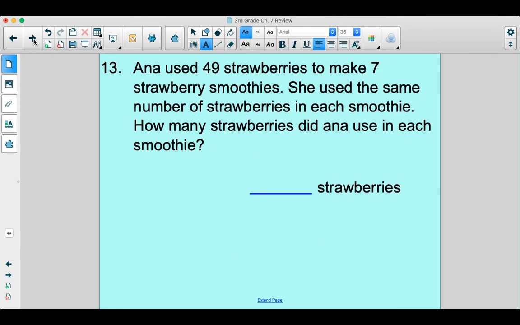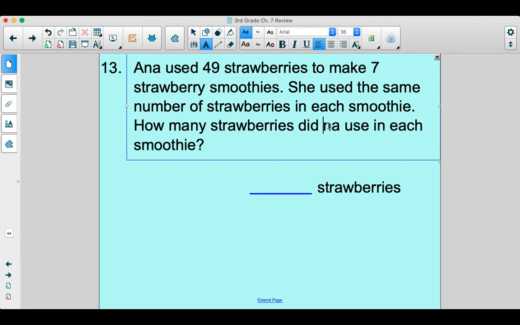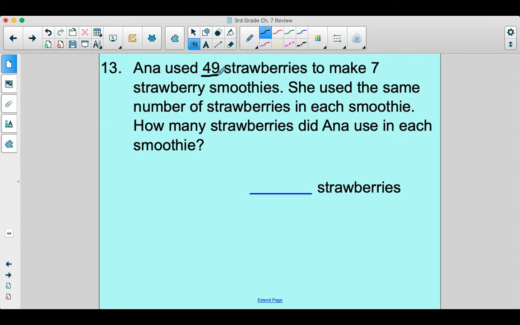All right, number 13. Anna used 49 strawberries to make 7 strawberry smoothies. She used the same number of strawberries in each smoothie. How many strawberries did Anna use in each smoothie? Capitalize. This is a proper noun right here. Okay. So she had 49 strawberries that she used. Okay, so that's important. And she made 7 smoothies. She must be making smoothies for her friends or for her family, or maybe both.